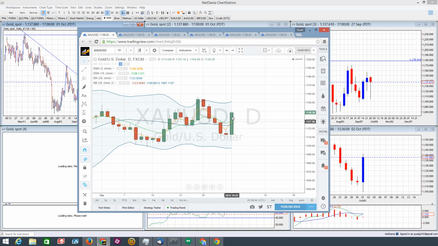But in the meantime, with this strong candle, I would expect some follow-through to the upside going into next week. Probably come out to test the upper Bollinger Band at least, which is up here at about 1150.